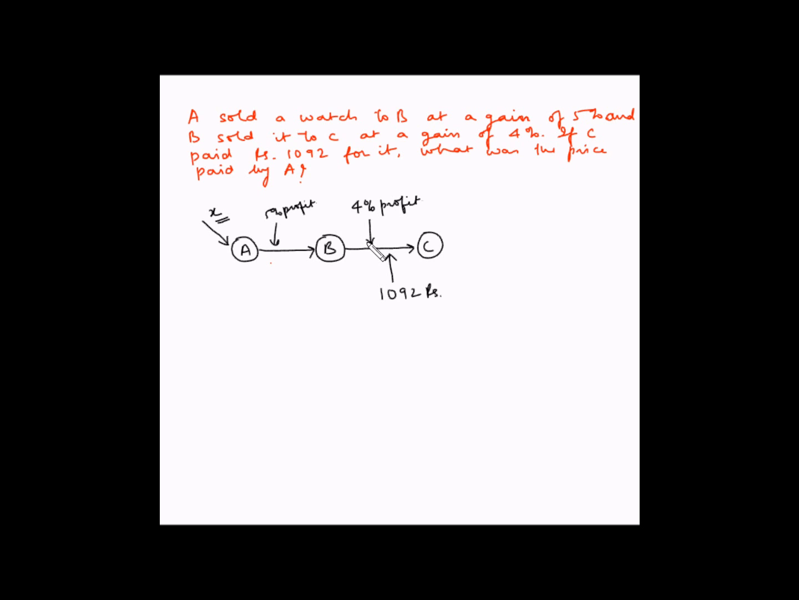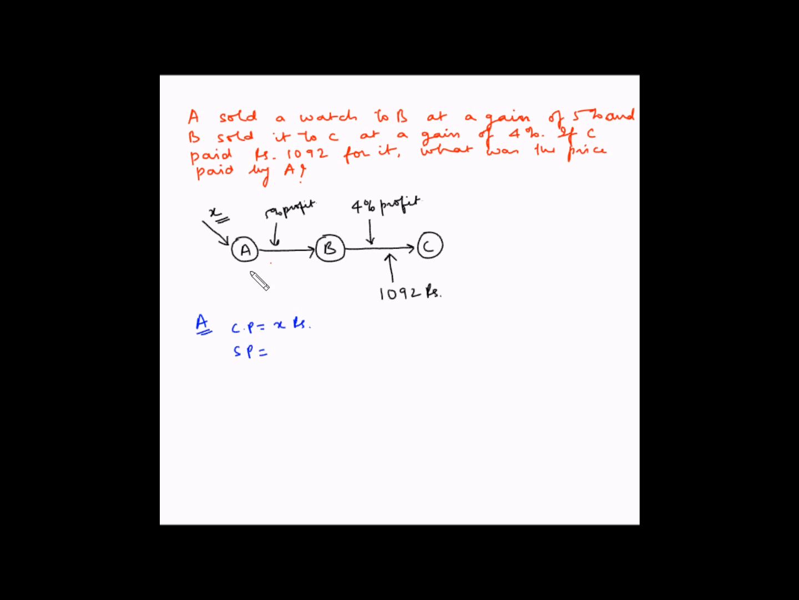So now with this information, we need to find what was the price which A paid for this watch. So basically here, if we know the price at which B sold to C in terms of the original price, which is X, at which A bought, then we can equate that to 1092 and then we can get the value of X. So for that, we have to find out what is the price at which A sold to B, and then we can find out what is the price at which B sold to C and then equate that to 1092.